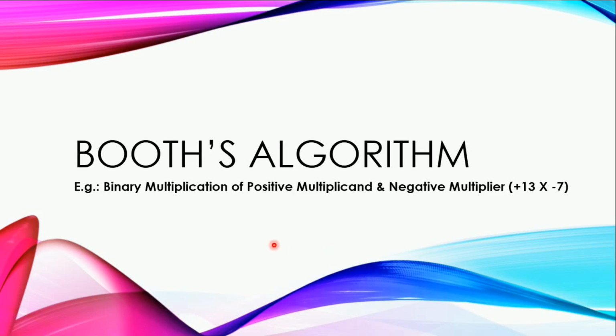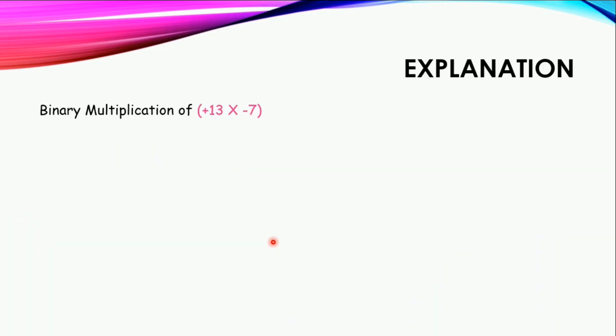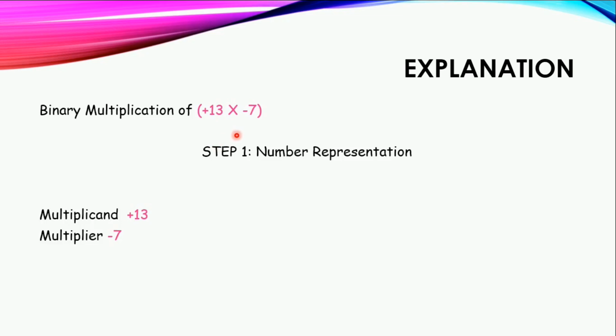In this video, we are going to discuss another example in Booth's algorithm. In this example, we are going to see multiplication of a positive multiplicand and a negative multiplier. So in this example, my multiplicand is plus 13 and multiplier is minus 7. According to Booth multiplication, the first step is number representation.